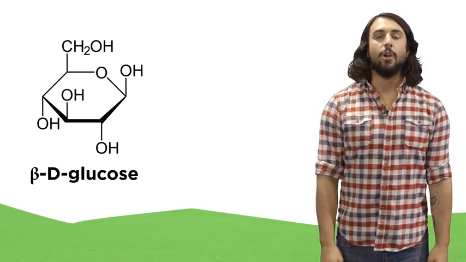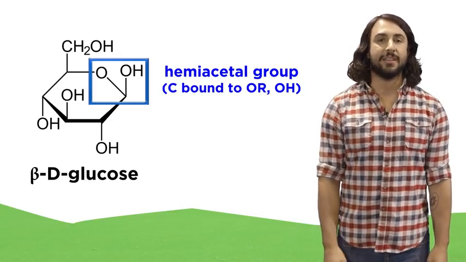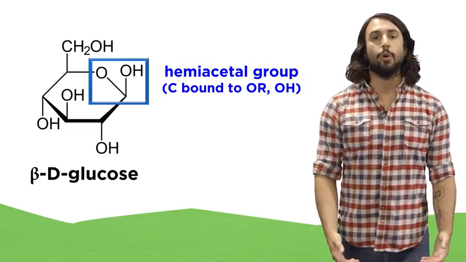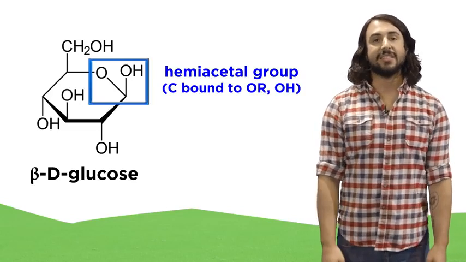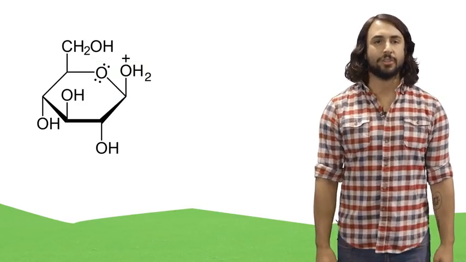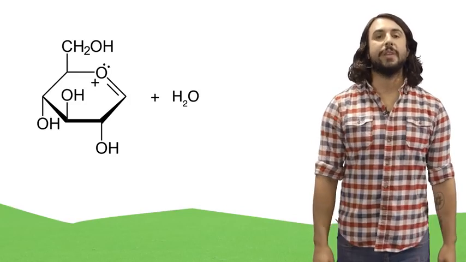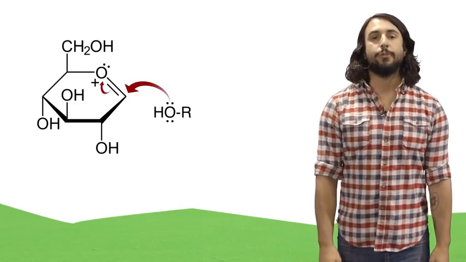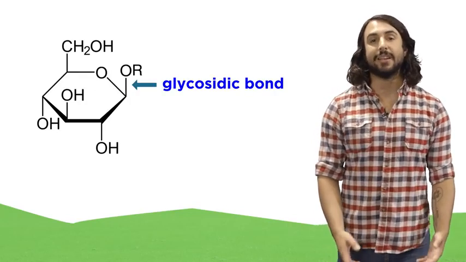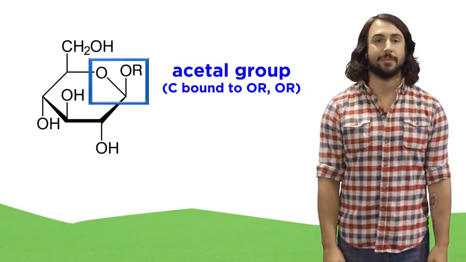In the cyclic form, we can see there is a hemiacetal group, and if we remember the mechanism by which a hemiacetal will become an acetal, that is essentially what will happen here. We know that if this hydroxyl is protonated, it could leave, and then this carbon could be attacked by an alcohol, forming what we call a glycosidic bond, as well as an acetal functional group in the process.